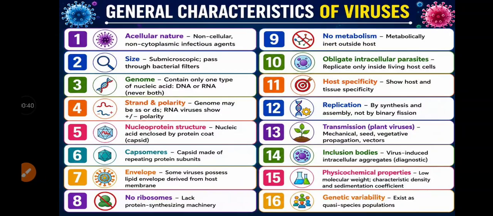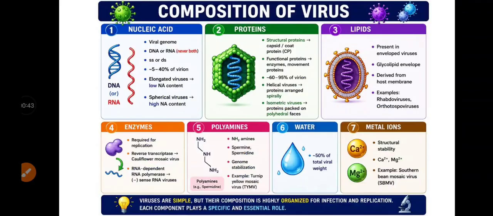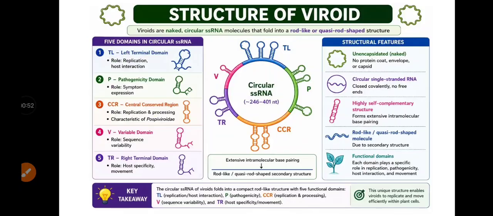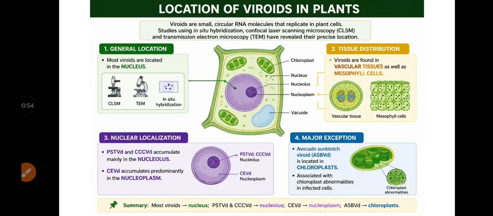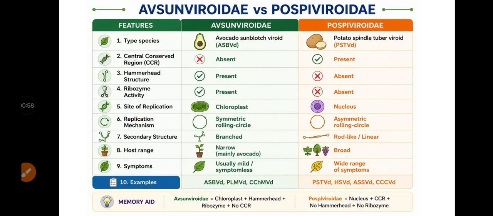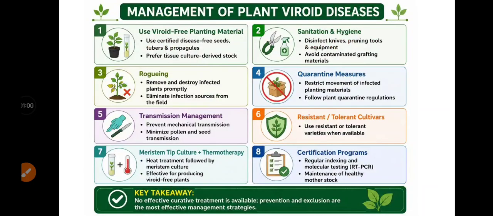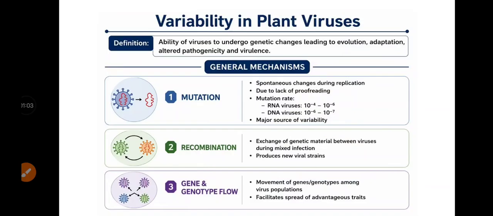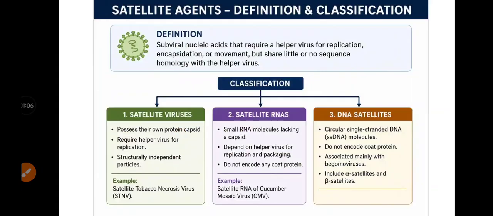So these are the slides. We have already covered the general characteristics, then the composition of virus, architecture of virus. Then I have also prepared a full video on viroid about the definition, structure, composition, architecture, location, movement and transmission, classification, then diagnostic procedure, and finally the management. Then properties of virus and variability, both generalized and specialized mechanisms.